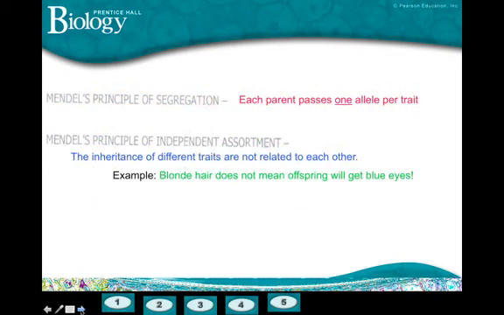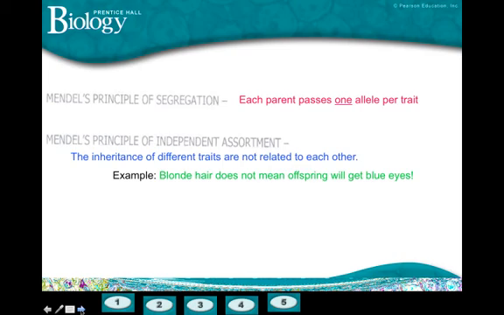So based upon his crosses, as he went through, he studied almost 1,000 different pea plants, and he determined that when traits are passed on, there are two more principles that we follow in genetics and in heredity. So, what we're going to try and do throughout this unit is we're going to try and demonstrate each of these principles. So, the principle of segregation states that each parent passes one allele per trait.